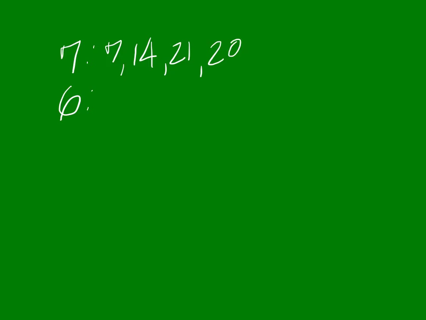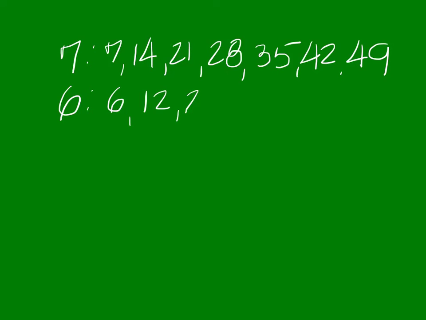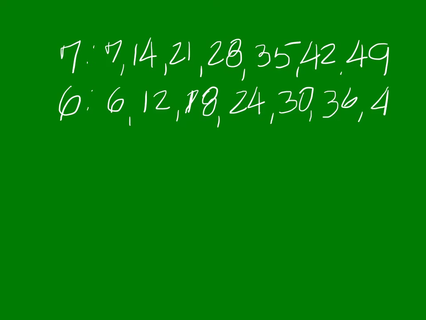Here's another one. This one is 7 and 6. 7 would be 7, 14, 21, 28, 35, 42, 49. 6 would be 6, 12, 18, 24, 30, 36, 42. What's the lowest number they both have in common? 42. Yeah.